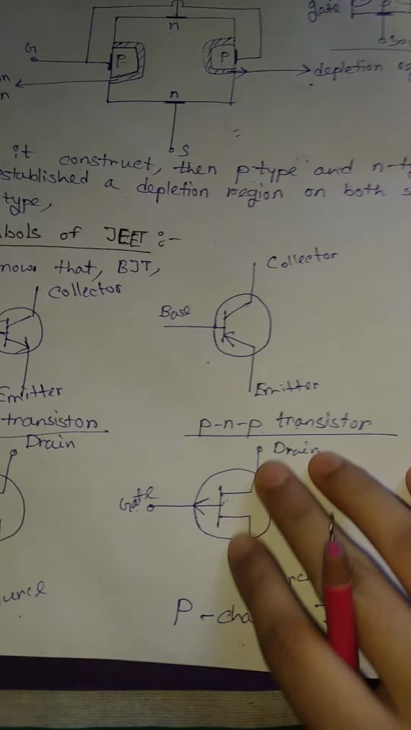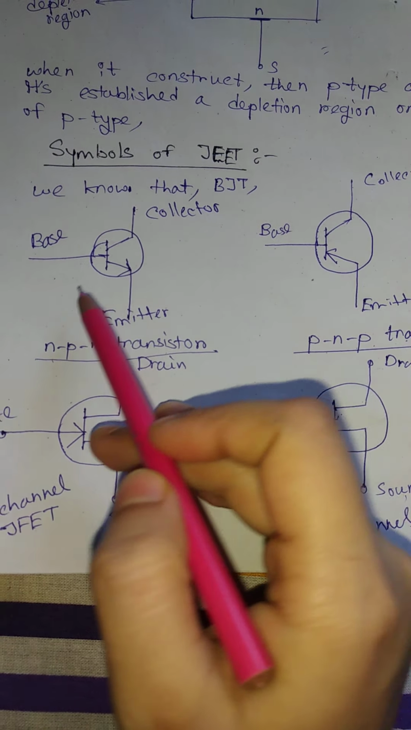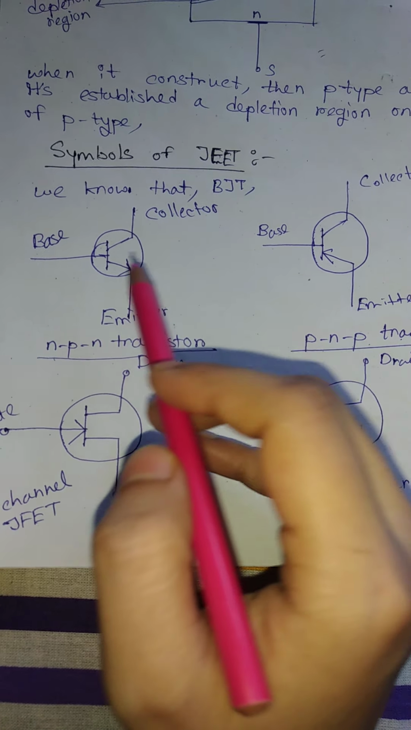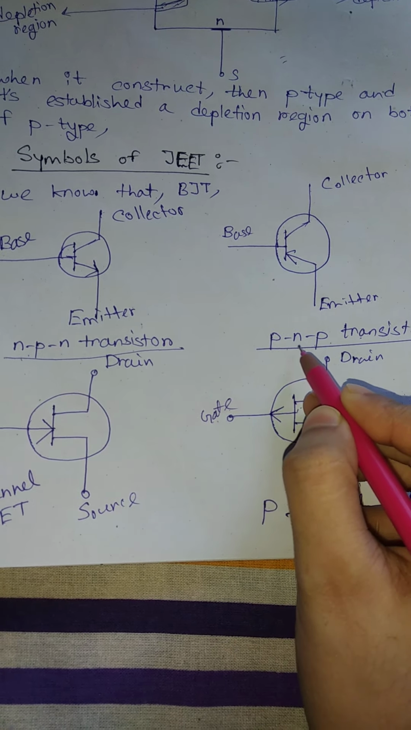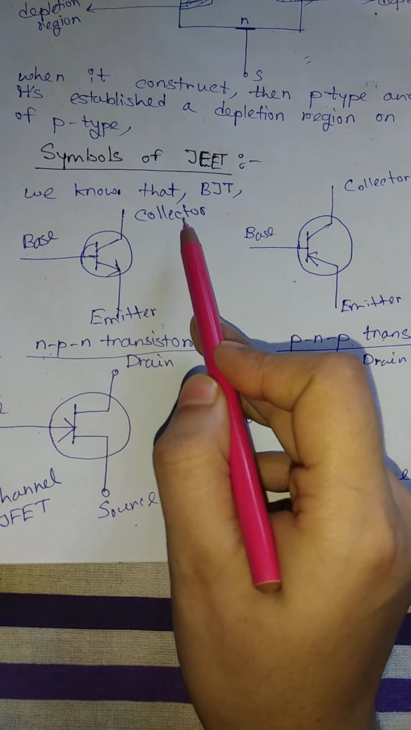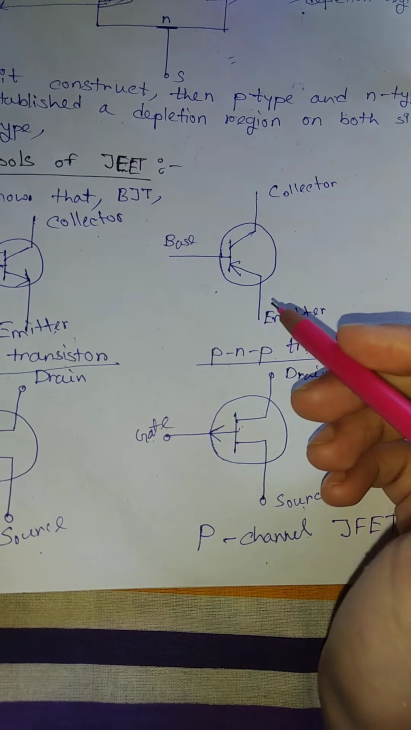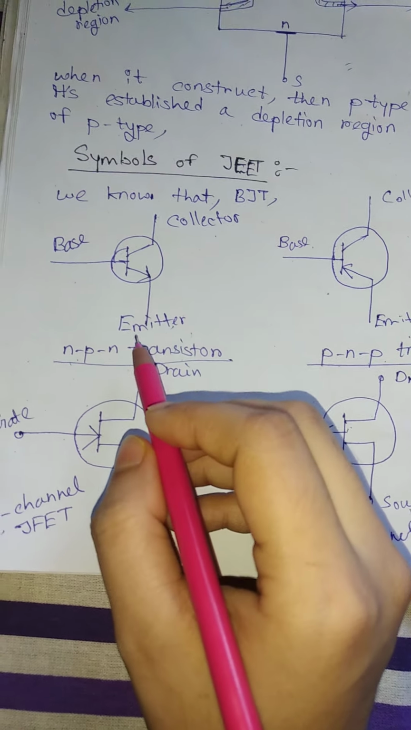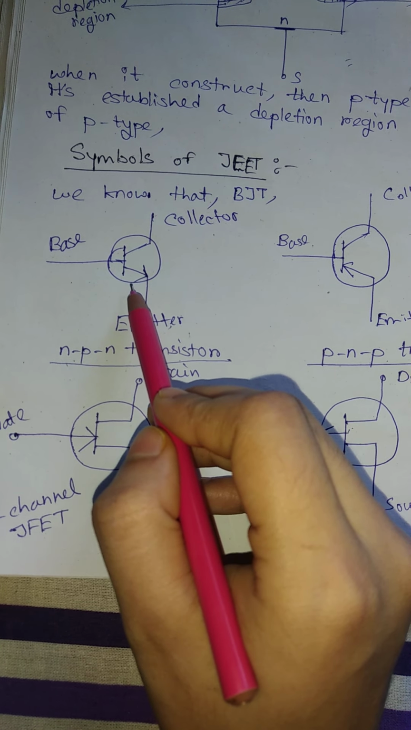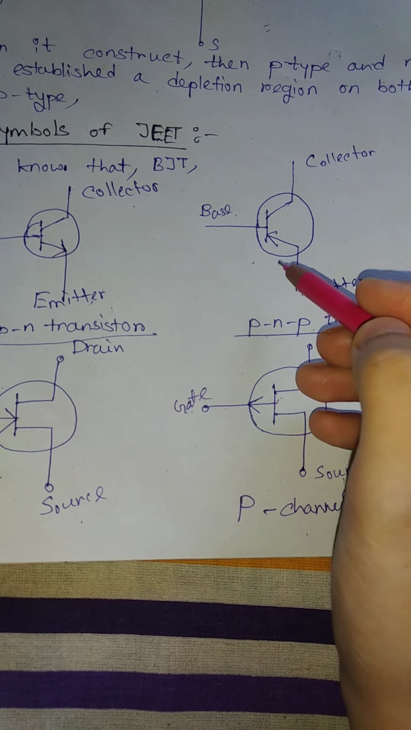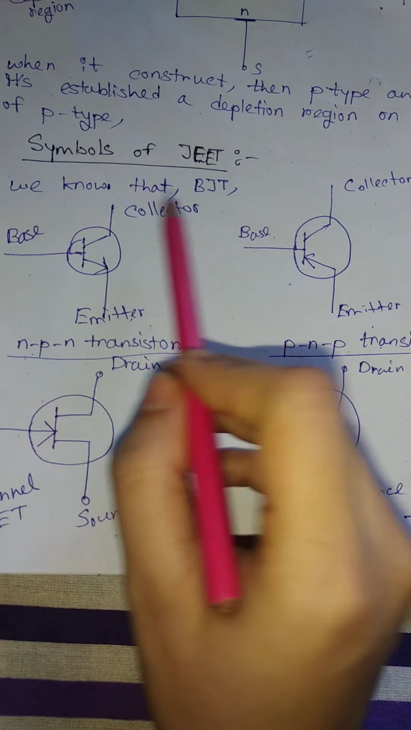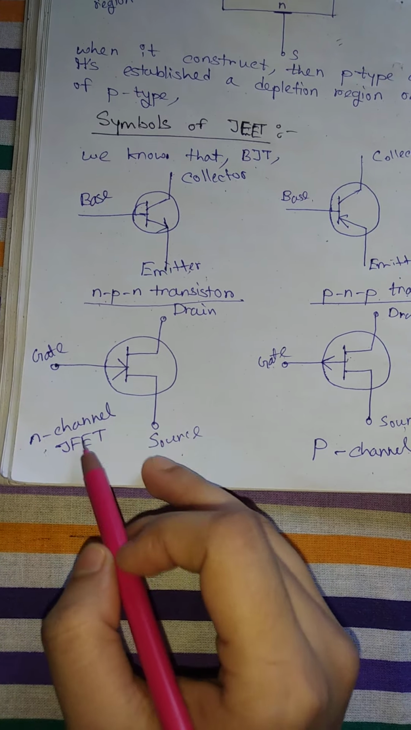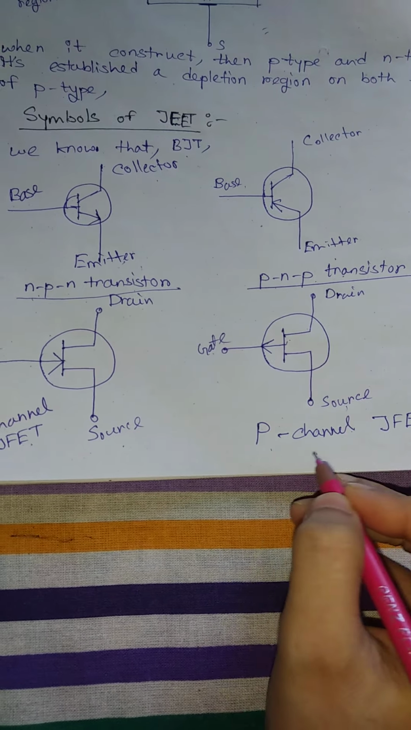So let's talk about this. This is the symbol of a BJT, a normal NPN transistor, and this is a PNP. This is the base terminal, collector terminal, and emitter terminal. Similarly, this is a base, collector, and emitter. For an NPN transistor, the arrow is always outward, and for a PNP transistor, the arrow is always inward. This is a BJT. But now we are talking about JFET, N-channel JFET and P-channel JFET.